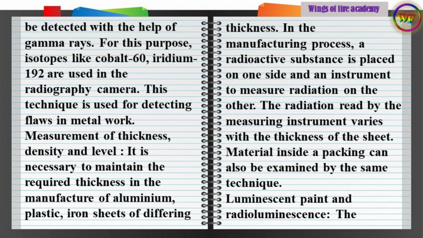Measurement of thickness, density and level. It is necessary to maintain the required thickness in the manufacture of aluminium, plastic, iron sheets of differing thickness. In the manufacturing process, a radioactive substance is placed on one side and an instrument to measure radiation on the other. The radiation read by the measuring instrument varies with the thickness of the sheet. Material inside a packing can also be examined by the same technique. Luminescent paint and radioluminescence.